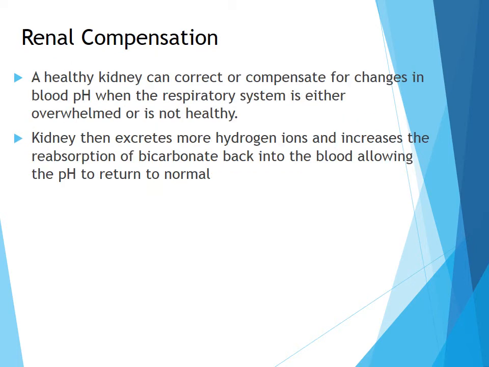Renal compensation is when healthy kidneys can correct or compensate for changes in blood pH when the respiratory system is either overwhelmed or is not healthy. So when we think of what can make the respiratory system not healthy, it would be your pneumonias, your patients with chronic COPD, those patients maybe that are having difficulty breathing, asthma is going on. The body may renally compensate for that because the respiratory system is overwhelmed and not working normally. So the kidney then excretes more hydrogen ions and increases the reabsorption of bicarbonate back into the blood, allowing the pH to return to normal.